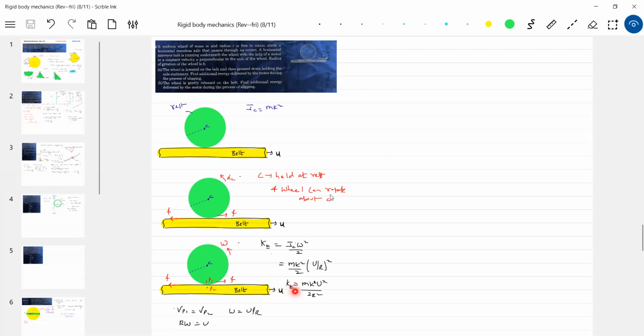Will it be only equal to this or twice of this one? Because friction does positive work on this, it does negative work on this one, but the velocity of belt should be maintained constant. So how much work should I do now here? Half of it or equal to this KE or twice of this. Work has to be done till slipping occurs here. Here no slipping occurs.